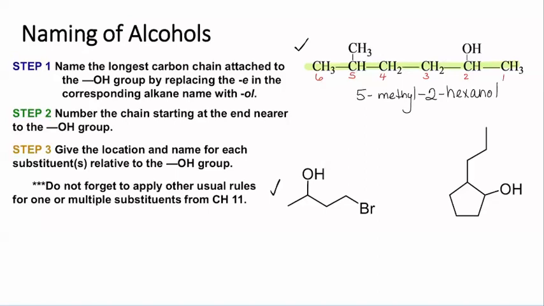Find the longest carbon chain, number your carbon atoms, starting from the end that is nearest the OH. Write the parent chain, which is the last word, and add as a prefix of that, the location and the name of your substituent. I don't see five carbons. Count your carbons again.